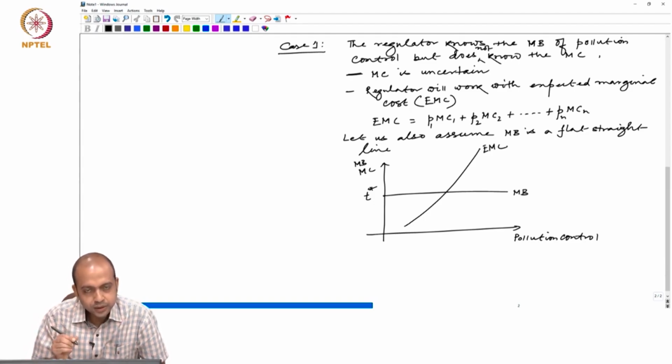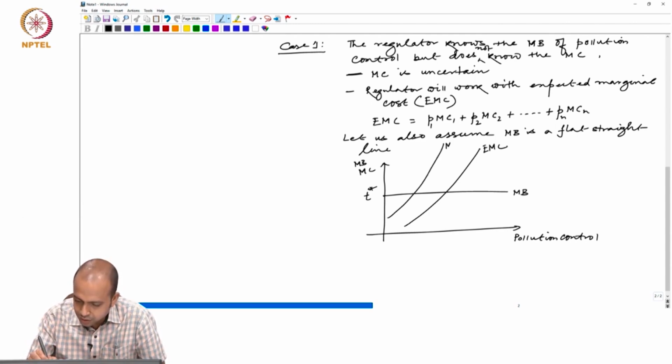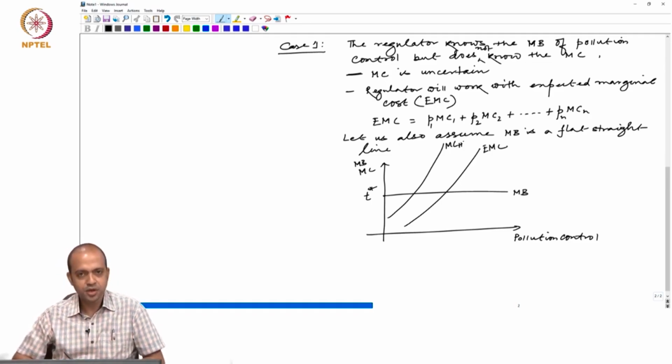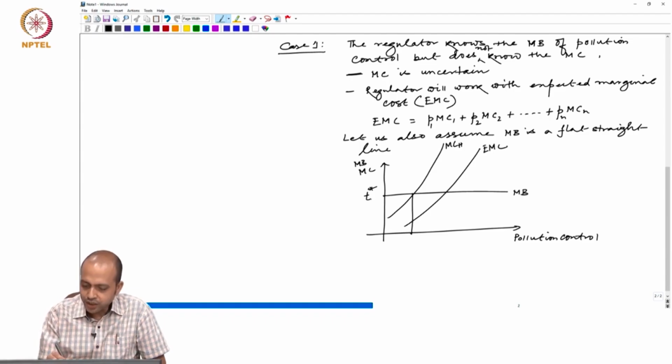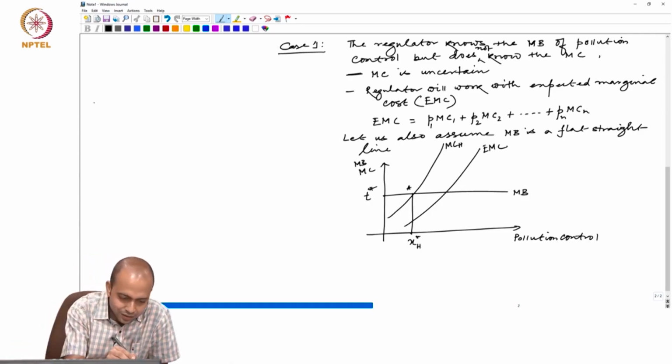Now assume that the original or actual marginal cost is higher than the expected one. So this is MC, let us say H, higher than the expected one. Then we will see the effectiveness of the tax rate. First, we decide about the private optima. How is it decided? T equals MC. Now you see where T equals MC is? This is the point. Where is the social optima? MB equals MC. Where is it achieved? Here. So this is the optimum level of pollution control, and at this point both private optima and social optima are achieved. Let us say this is point A. So at A, T equals MC equals MB is achieved.